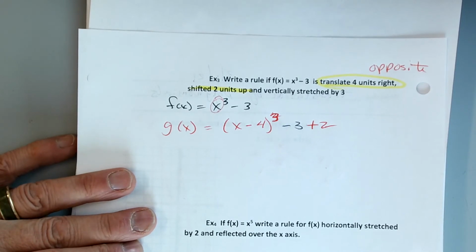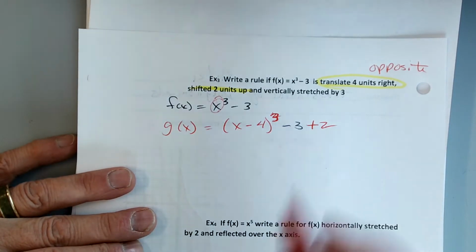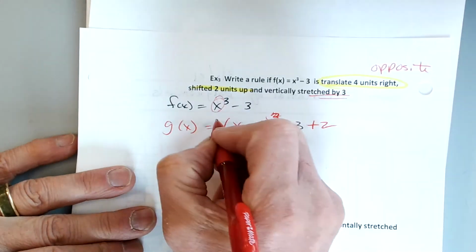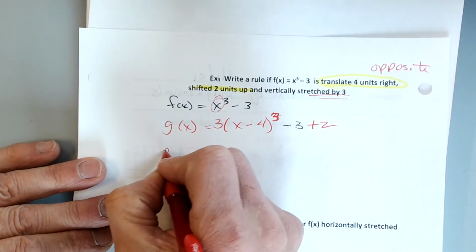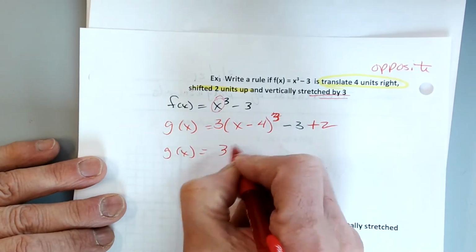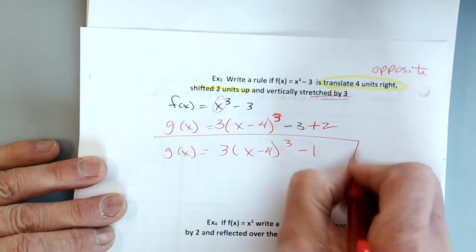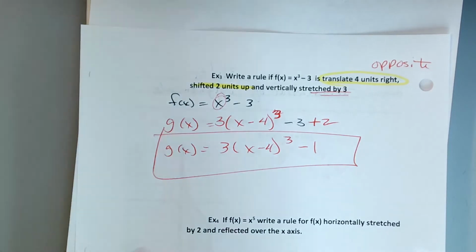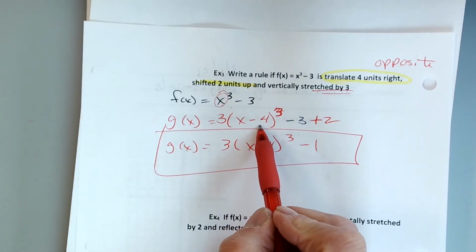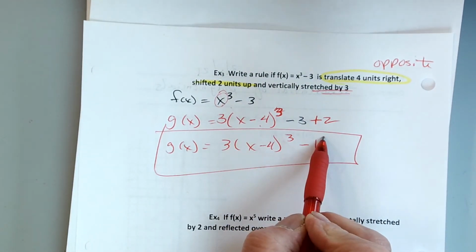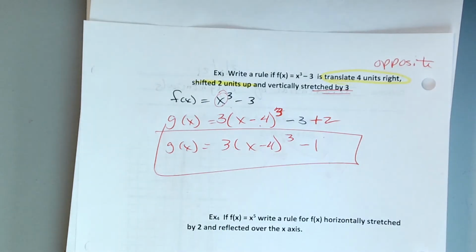And then finally, I'm going to stretch it by 3, okay? So to stretch by 3, I'm going to put a 3 right here. Let me simplify what I have. g of x is equal to 3 times (x minus 4) cubed minus 1. That's my new function. So I took this one, I moved it over 4, moved it up 2, and then I stretched it by 3, okay?